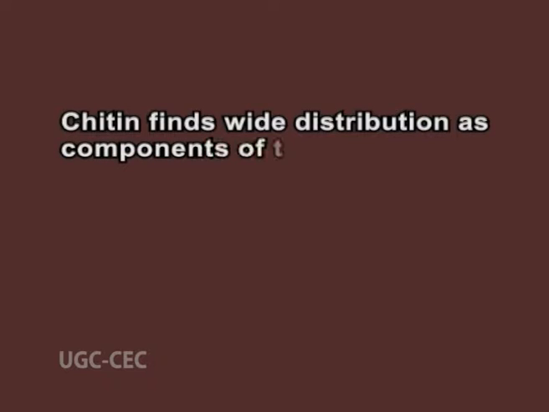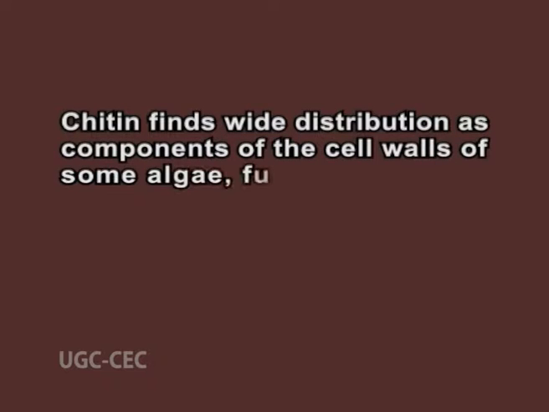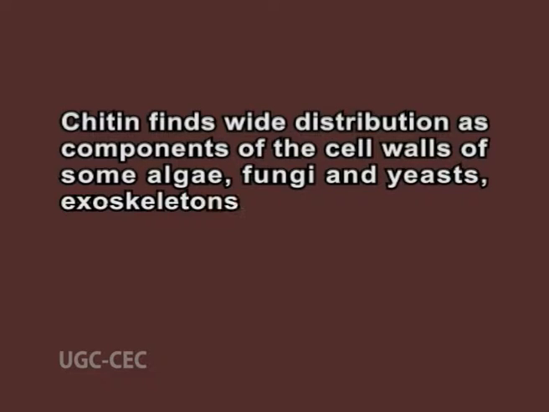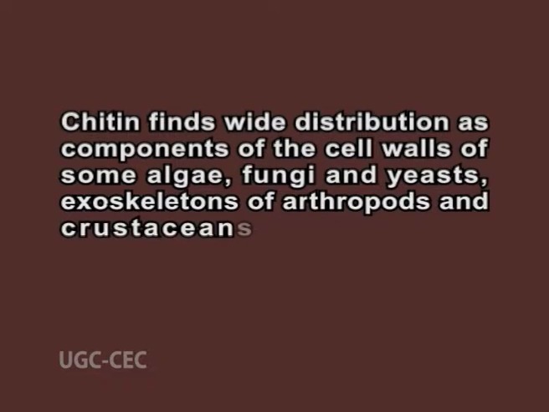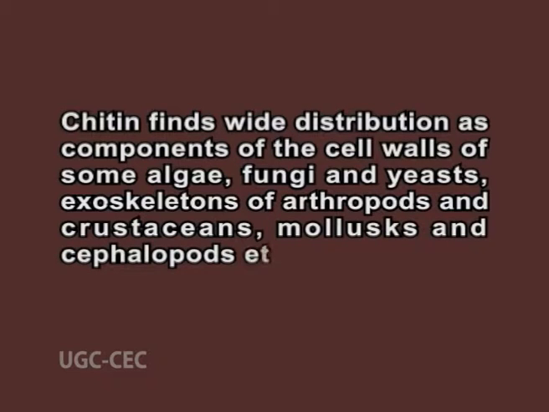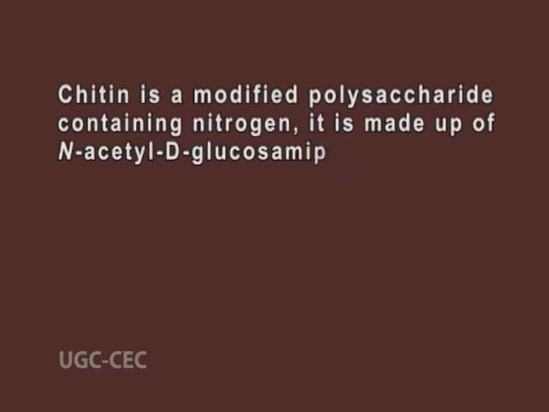Let us now look at the distribution of chitin. Chitin finds wide distribution as components of the cell walls of some algae, fungi and yeast, exoskeletons of arthropods and crustaceans, certain mollusks and cephalopods. It is found abundantly in arthropods such as ants, spiders and butterflies. Chitin is also prevalent in crustaceans such as lobsters, shrimps and crabs, certain mollusks and cephalopods such as squids and octopuses. Chitin is a modified polysaccharide containing nitrogen.